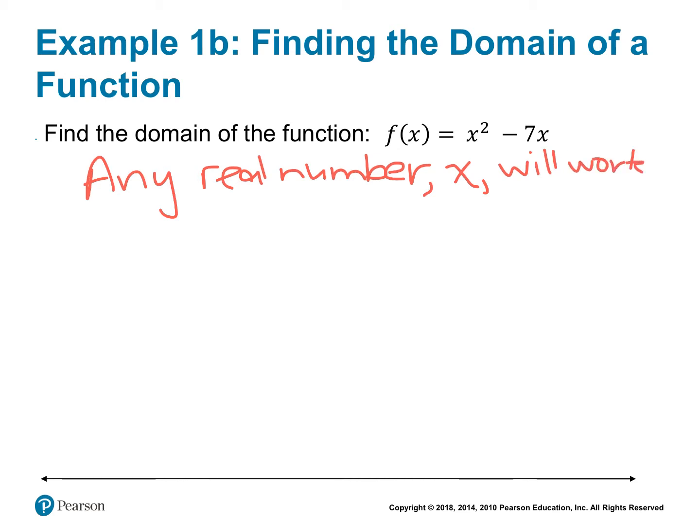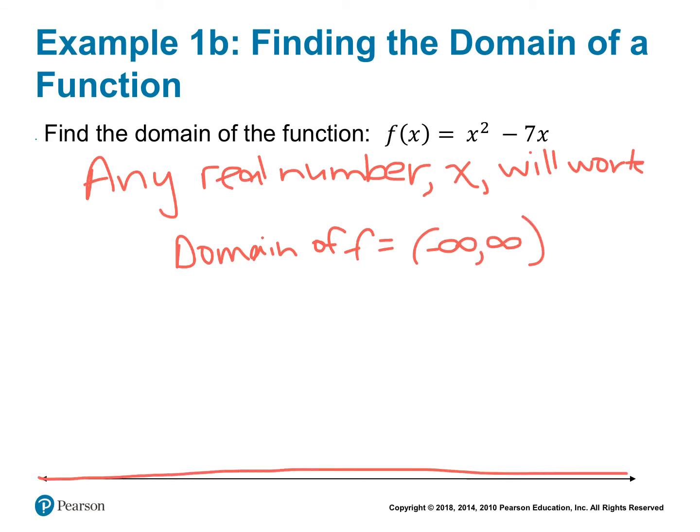So the domain of f would equal -infinity to +infinity. It'd be the whole number line all the way to positive infinity and negative infinity. There's no restrictions on this one because we don't have the square root of a negative number or division by 0.